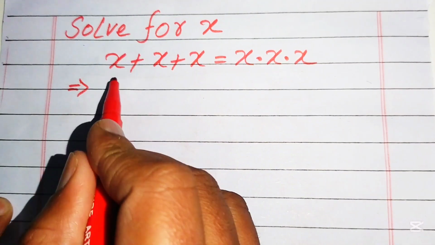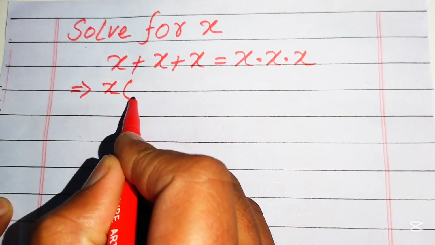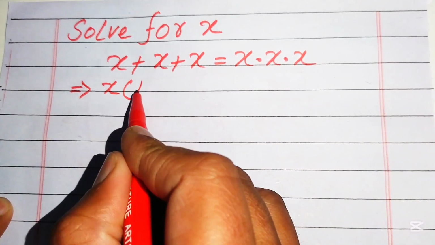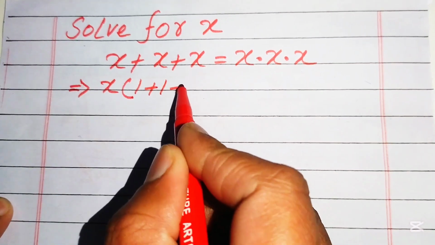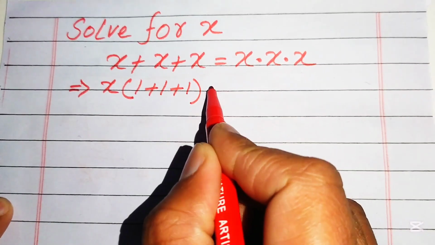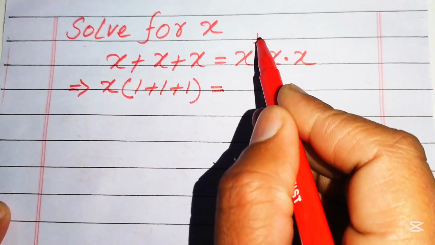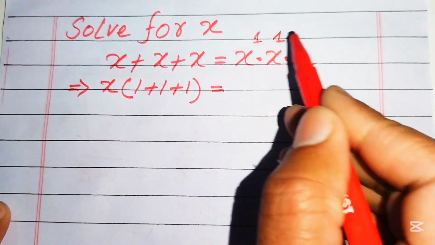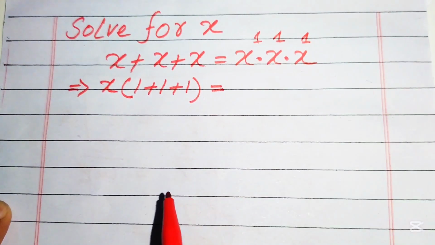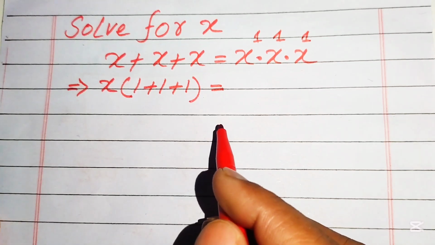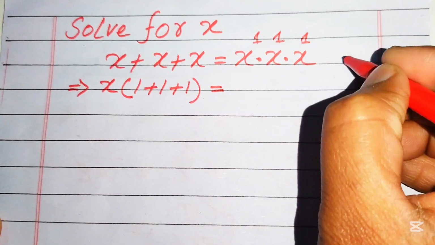So if we take common x from the left hand side, then the remaining terms are 1 plus 1 plus 1, and it is equal to, in the right hand side you see here, the exponent of all of these three terms is 1. So here we need to use the exponential law. You know about this law.